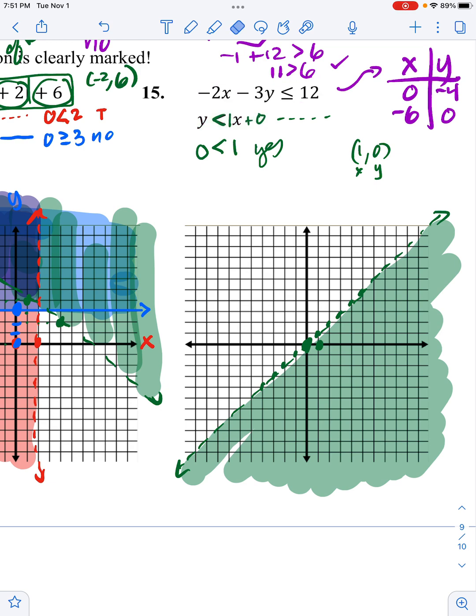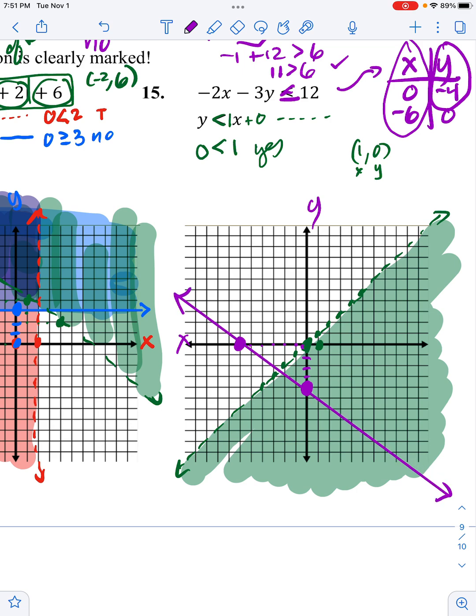Okay, so I'm going to take negative 6 on the X, so this is my X-axis, 1, 2, 3, 4, 5, negative 6, and connect it to negative 4 on the Y. So that's 1, 2, 3, 4. It is less than or equal to, so I'm going to use a solid line to connect them.